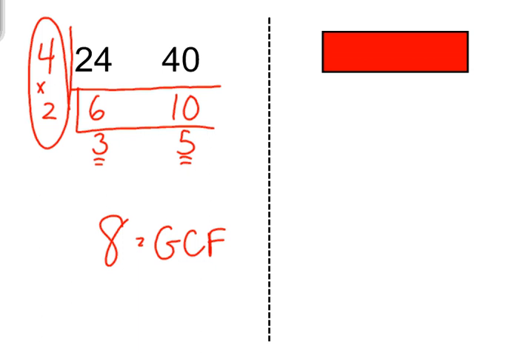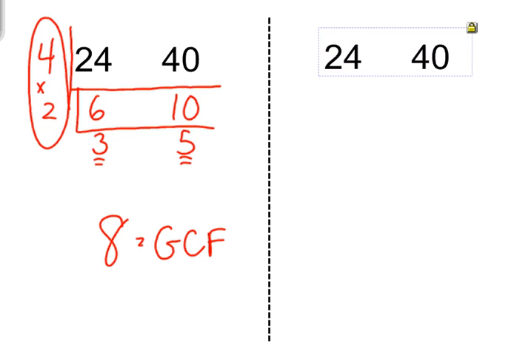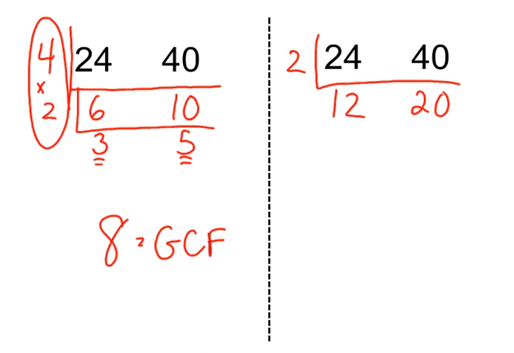Now I want to show you, let's do that again, because some kids would not start with 4. They might start with a different number that goes into 24 and 40. So 24 and 40, what about 2? What if they didn't see the 4 and they started with 2? Because 2 will go into 24 12 times. 2 will go into 40 20 times. Now, what would go into 12 and 20? Well, 2 again. 2 would go into 12 6 times. 2 would go into 20 10 times.